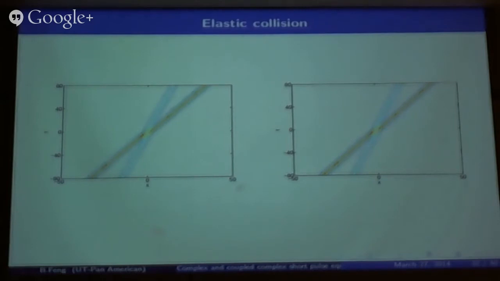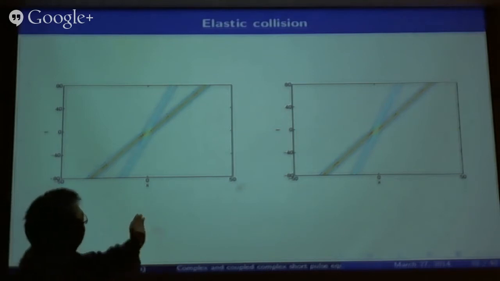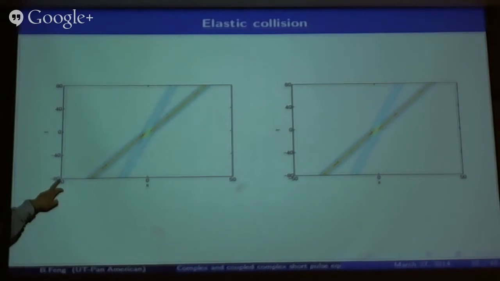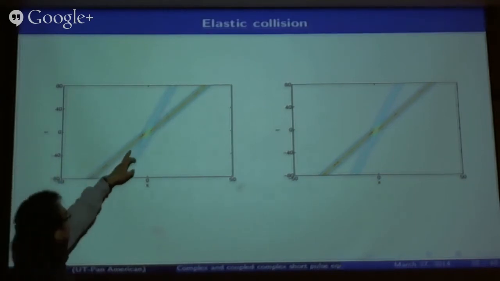Okay, so here is the elastic case, and I show our results using a graph. This is a contour plot for the two components, Q1 and Q2. The graph on the left is the contour plot for one component, Q1, and the one on the right shows the contour plot for Q2, the second component. The x-axis is the space variable, and the vertical axis is time. I counted starting from negative 80 through 80, and here we have a collision.